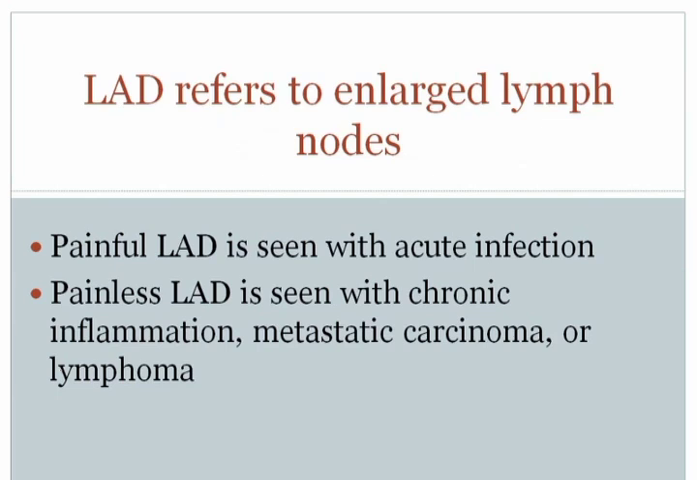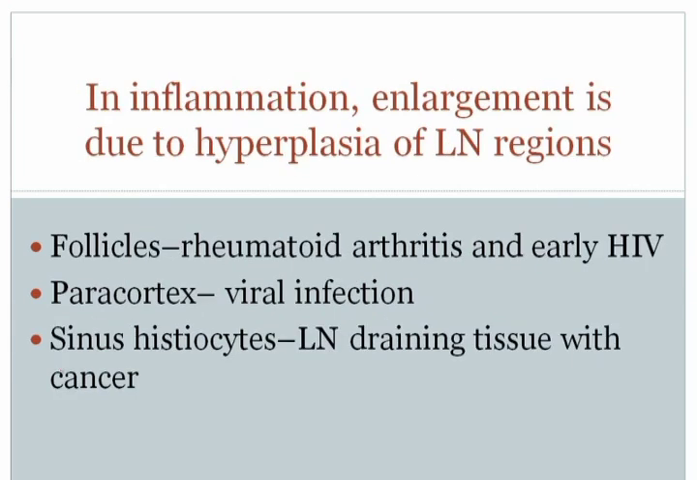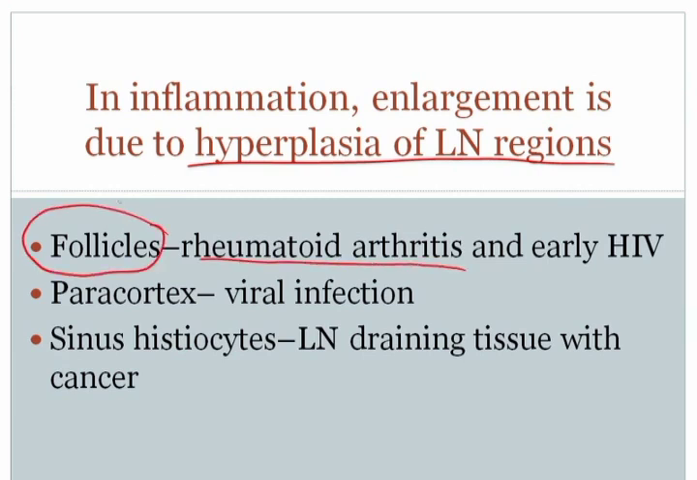However, when we have a reactive lymphadenopathy, meaning that the lymph node is big due to some chronic inflammation or reactive process, it is important to note that there is going to be hyperplasia of differing regions of the lymph node depending on the underlying etiology. For example, if the patient has rheumatoid arthritis, it's classic for there to be expansion of the follicles, and it's this expansion of the follicles that would lead to enlargement of a lymph node.